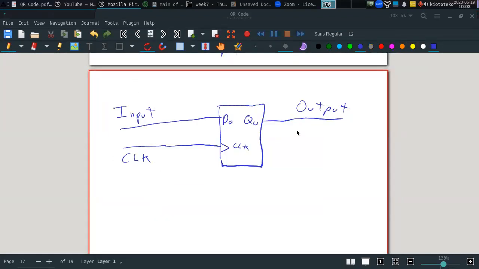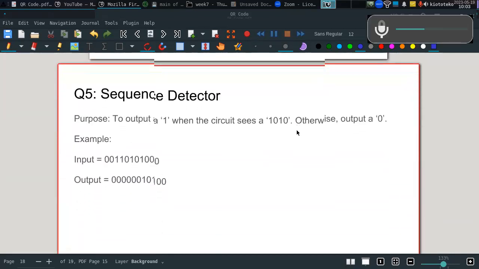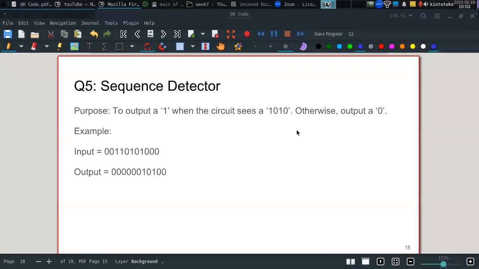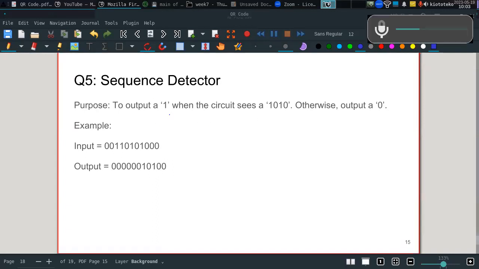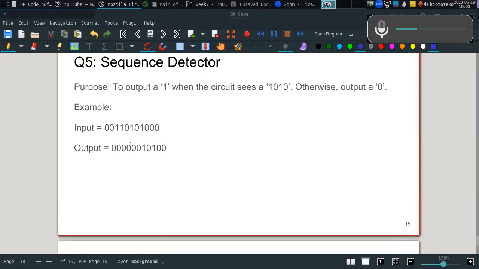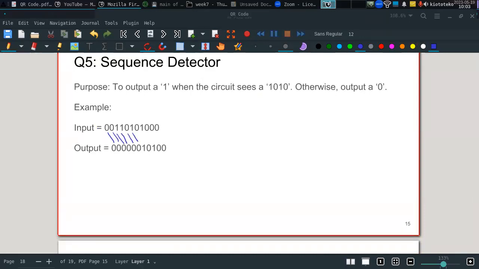All right. So now let's go with a more challenging problem. This is telling us to build also a sequential logic circuit, but now to output a 1 when the circuit sees a 1 0 1 0. Otherwise, output a 0. So let's see how it works. This is our input and our output. You get your first 0 as an input, you output 0, 0 0, 1 0, 1 0, 0 0, 1 0.